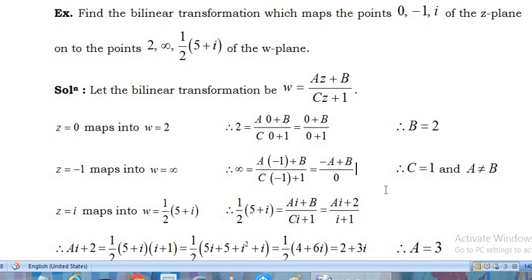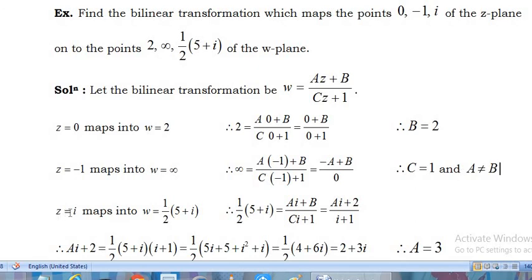Along with this, the numerator should not be 0. Otherwise, it will be 0 by 0 form, indeterminate form, and further we have to make use of L'Hospital's rule. In that case, the entire ratio may have any value. So here C is equal to 1, along with that A is not equal to B. This is the information we are getting.